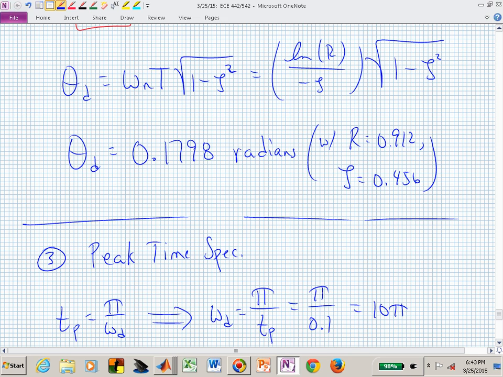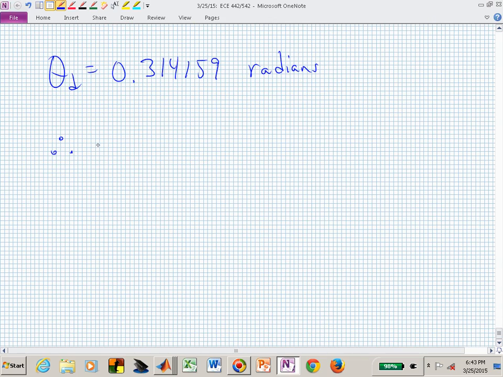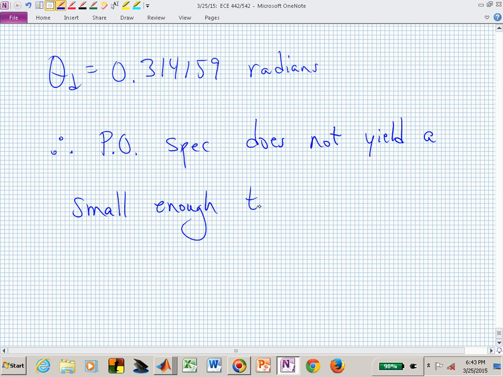T sub p, remember, is related to theta sub d in a reciprocal manner. So the percent overshoot spec does not yield a small enough T sub p.